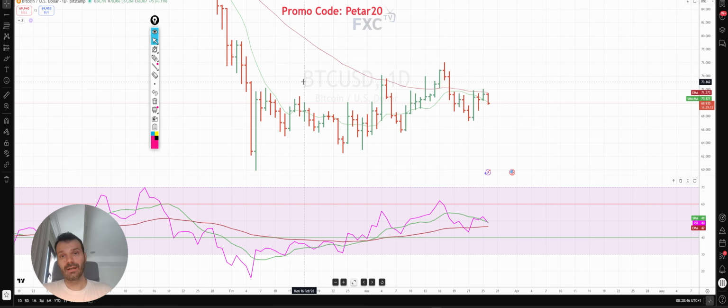For today I decided to cover the Bitcoin market, and I see potential for further downside movement, short-term and mid-term. I will go through the reasons behind this downside idea.